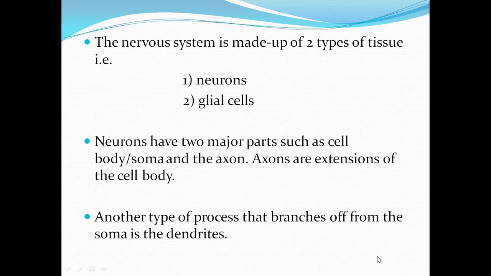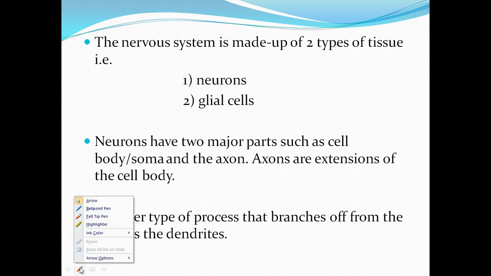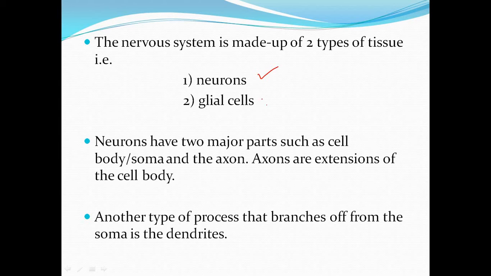The nervous tissue I have discussed here is made up of two types of cells. One is neuron and another is glial cells. Glial cells are coming from the Greek word glue. They stick to the axons. Glial cells are present in the form of myelin sheath, and it insulates the axon.